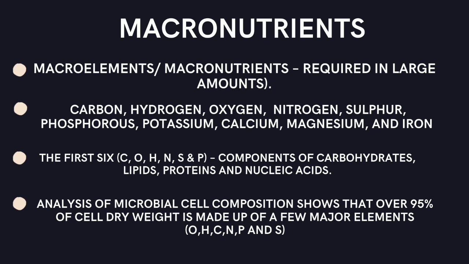95% of the cell dry weight of a microbial cell is made up of a few major elements like oxygen, hydrogen, carbon, nitrogen, phosphorus, and sulfur. Now, why is it so? Because major components like carbohydrates, lipids, proteins, and nucleic acids are made of these six elements. Now, what about the other elements? The other four elements, right?